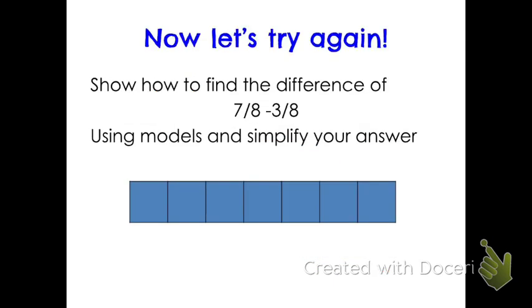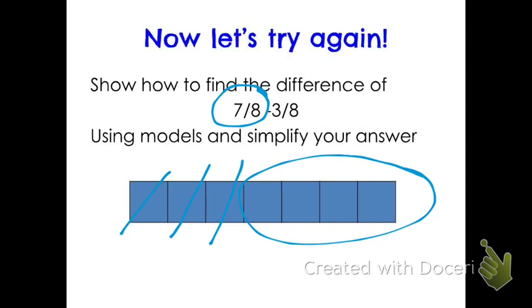Let's try this one. Go ahead and write this problem down in your notes. So for this one, it says, show how to find the difference of 7/8 minus 3/8. Well, looking at my model, you can draw this if it helps you. I have 1, 2, 3, 4, 5, 6, 7 total. So that means that I'm starting with my 7/8. So I have 7 total, and I'm taking away 1, 2, and 3. So I'm looking at what is left. So that means I would end up with 4 of the 8 total left.